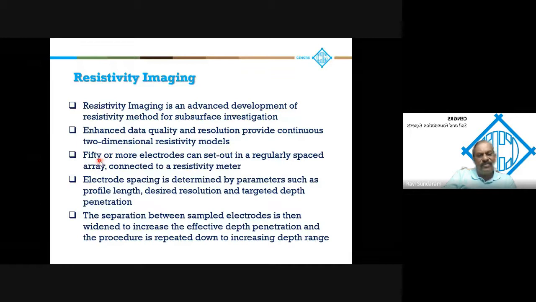So here 50 or more electrodes can be set out in a regularly spaced array connected to a resistivity meter, and the electrode spacing is determined by parameters such as profile length, desired resolution, and targeted depth of penetration. The separation between the sampled electrodes is then widened to increase the effective depth of penetration, and the procedure is repeated to get increasing depth range.